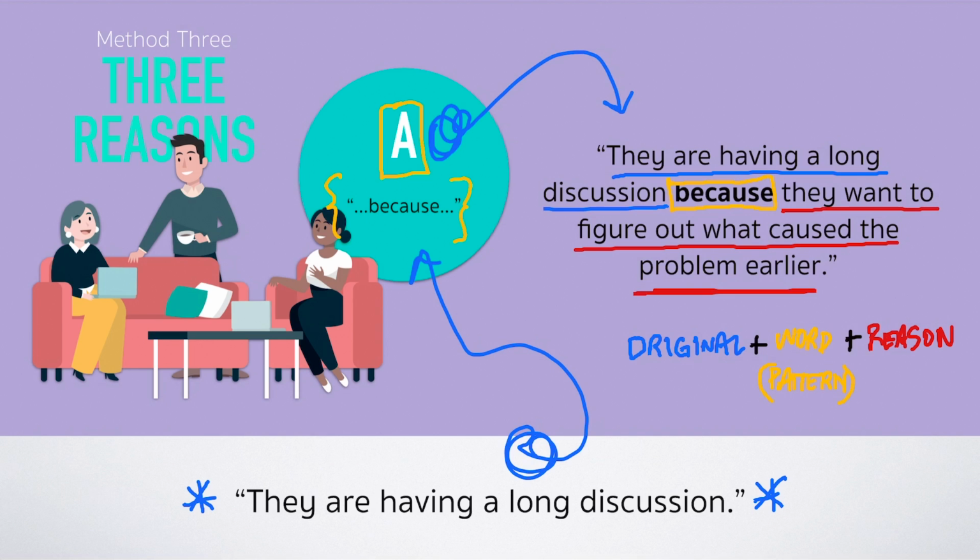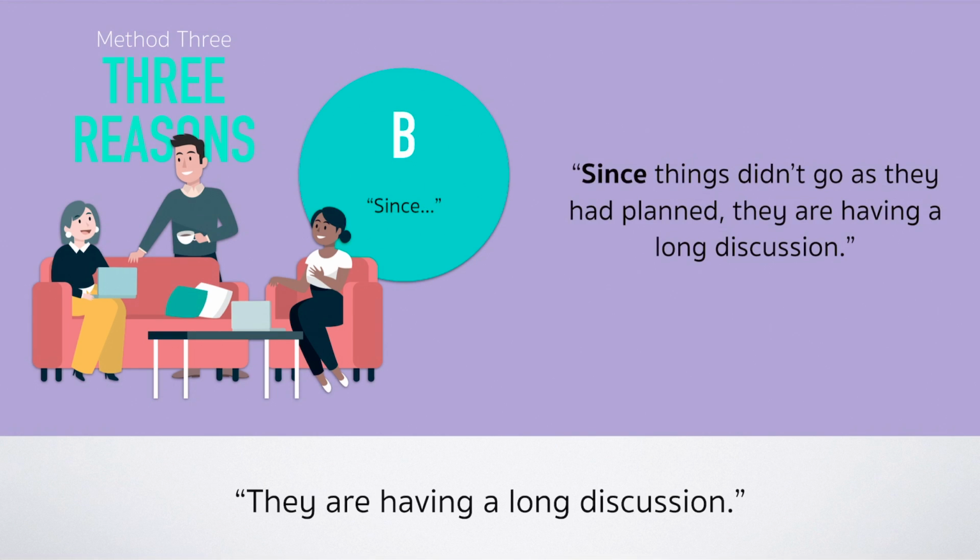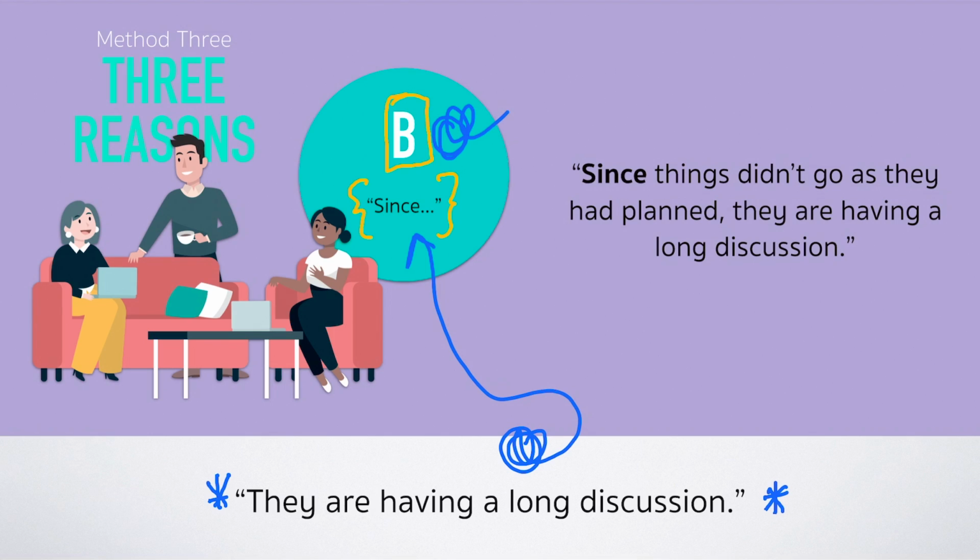Okay, so letter B. Letter B is since. We're going to use the word since. So again, we have our sentence down here: they are having a long discussion. We're going to take it from here, bring it up here, and bring it on over here. And we're going to start with that word, since, which just means because or as a result. And then we're going to add our sentence, but our sentence is going to be at the end: they're having a long discussion, which means our reason can be found in the middle, like a sandwich.